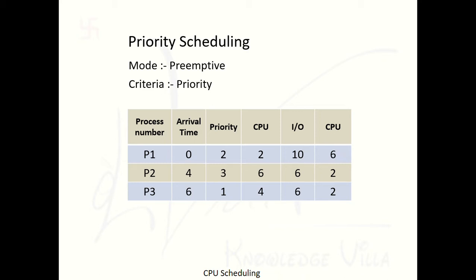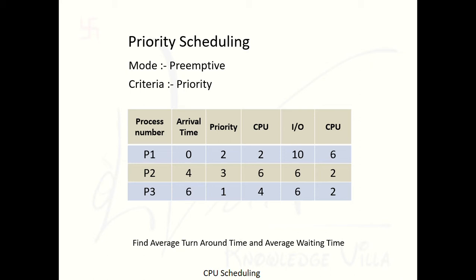So see here, P1 is using the CPU for 2 time units and again for 6 time units. So 6 plus 2 will be the burst time of process P1. For P2, first 6 time units and then again 2 time units, so 6 plus 2, again 8 time units, is the burst time for process P2. And for process P3, 4 plus 2 is equal to 6 time units, the burst time for process P3. We will calculate average turnaround time and average waiting time.